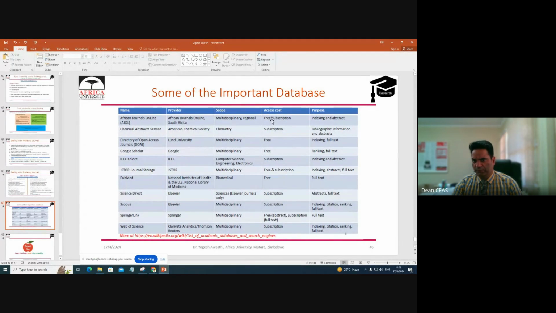There are some free ones. DOAJ is free, as I told you. Google Scholar is also free. For IEEE, we have to take a subscription. So these are some important databases we have to think about before the publication.